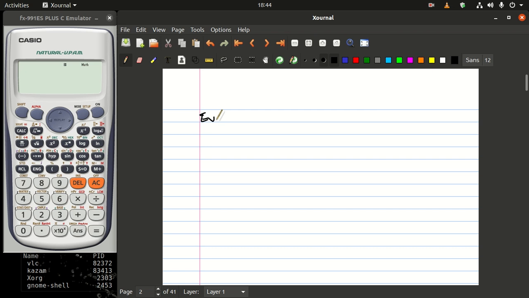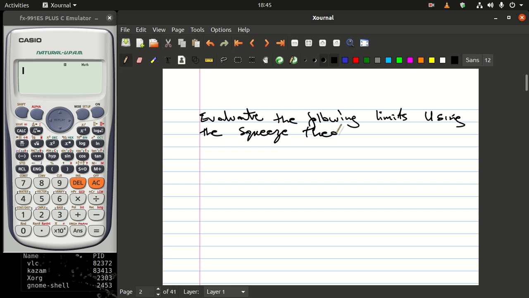Suppose that the question is saying, evaluate the following limits using the squeeze theorem. So I will start with number one. Number one, we have the limit as x approaches 0 of x squared times sine of 1 over x.